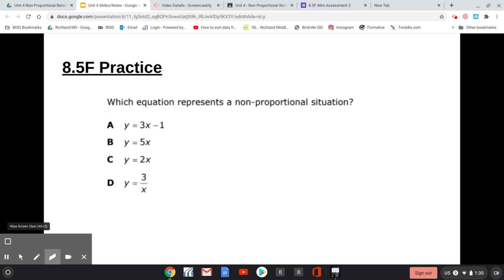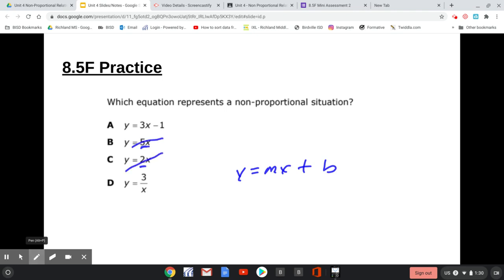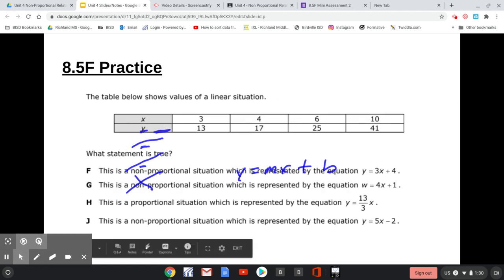Which represents a non-proportional situation? Where, once again, we're looking for y equals mx plus b because it crosses the y-axis somewhere besides the origin. So this one has just a slope, just a slope. We have not even done anything that looks like that. This one has a slope and a y-intercept, so your answer is A. Let's look at another one.